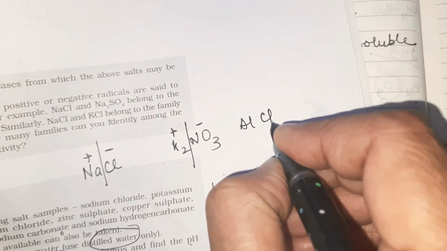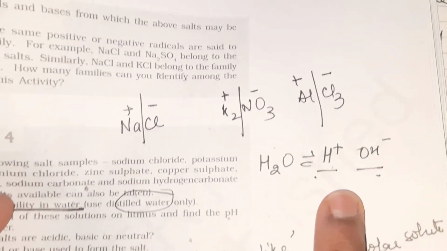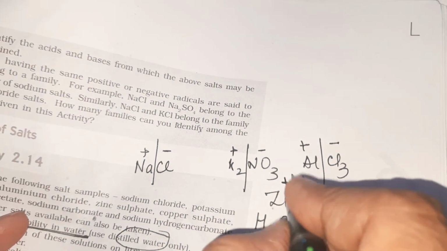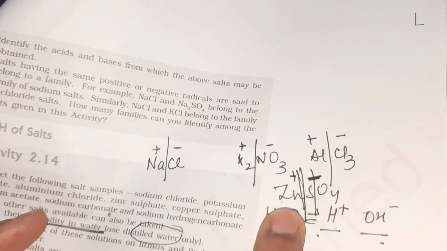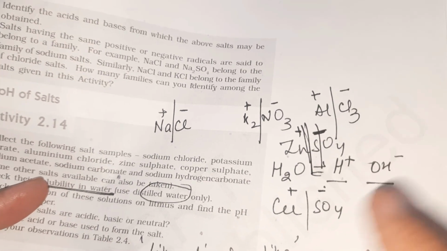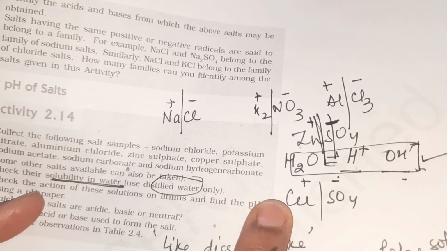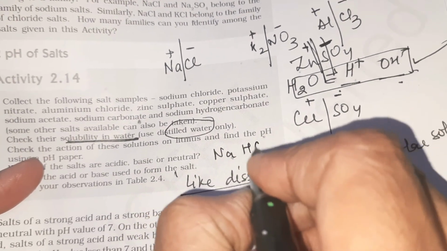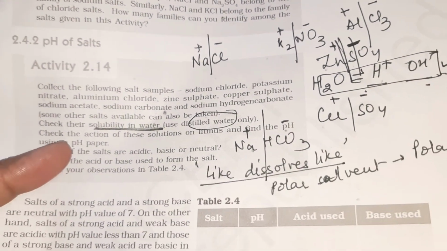Aluminium chloride, AlCl3, again has two parts, positive and negative. Again it will be soluble in water. Zinc sulfate, ZnSO4, again has two parts, a positive part and a negative part. Again this is soluble in water. Copper sulfate, CuSO4, has two parts, positive and negative. Again it will be soluble in water, which is a polar solvent. Then sodium hydrogen carbonate is also polar in nature, NaHCO3, wherein Na is positive and HCO3 is negative. It will be soluble in polar solvent.